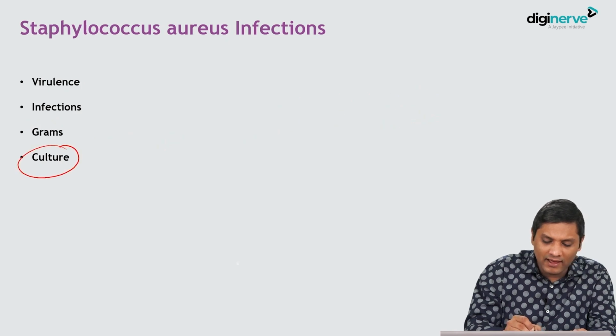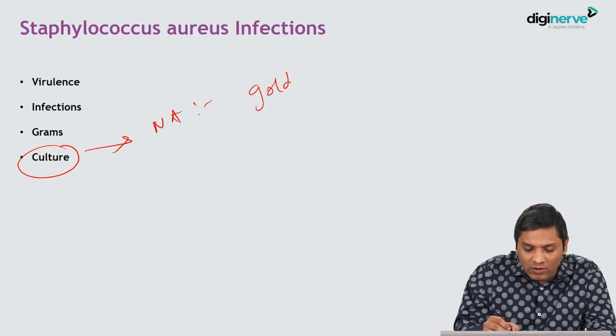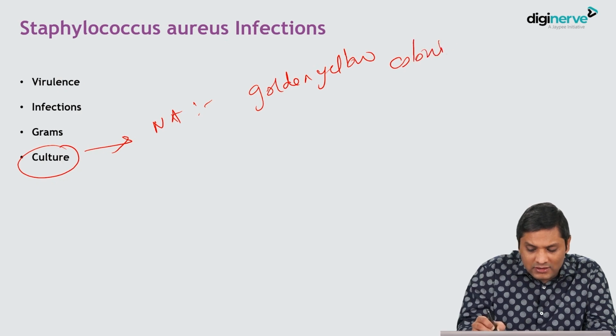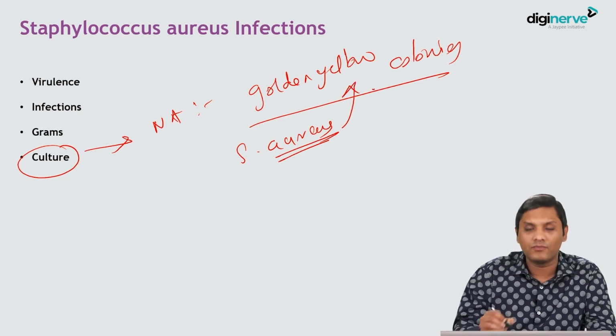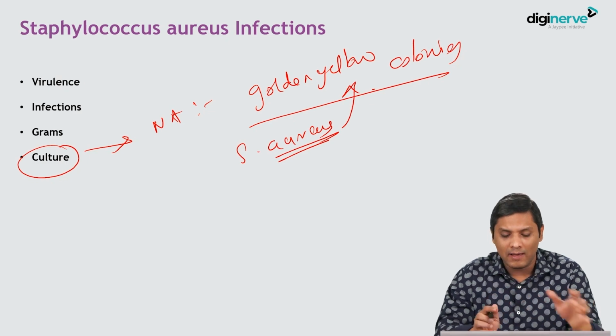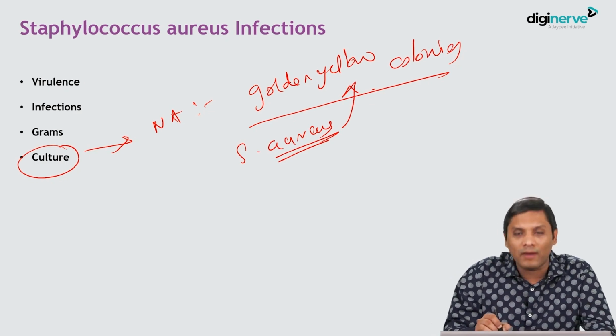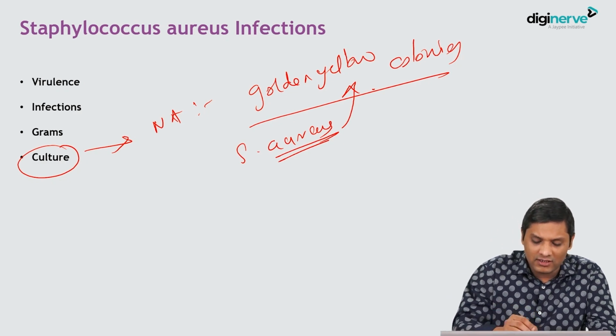Cultural property: they have a classical cultural property. On nutrient agar, they typically produce golden yellow colonies. Okay, hence the word aureus. Why is it called aureus? The meaning of aureus is gold, because it gives a golden yellow appearance of colony on the nutrient agar. Therefore, it is called aureus.